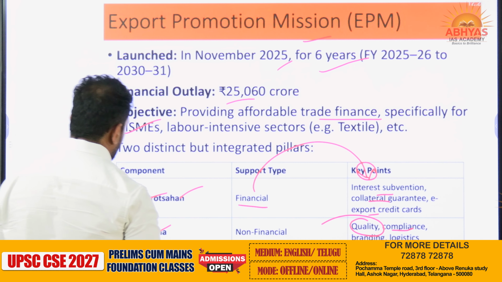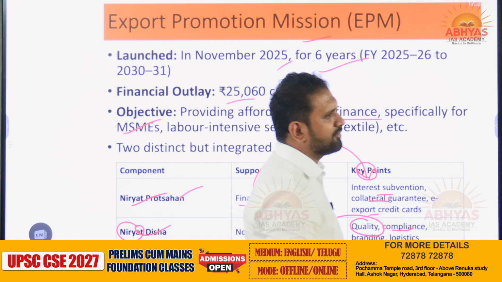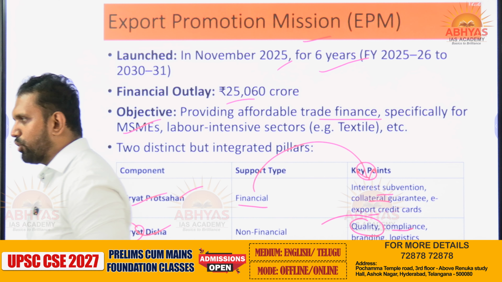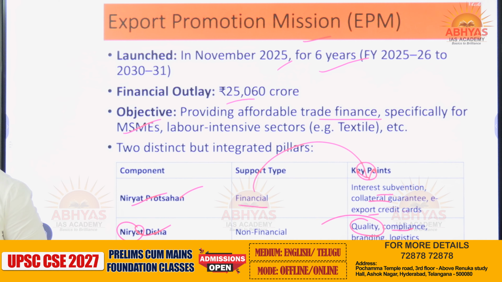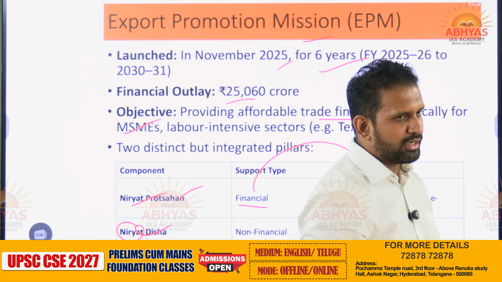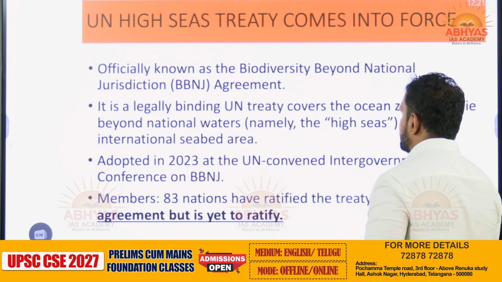This is all about the Export Promotion Mission. Very good scheme. Under this, two categories are there: Niryat Protsahan and also Niryat Disha. Niryat Protsahan is the financial component of the scheme. Niryat Disha is the non-financial component of the scheme. Okay, remember. Then let us go ahead to our next scheme.